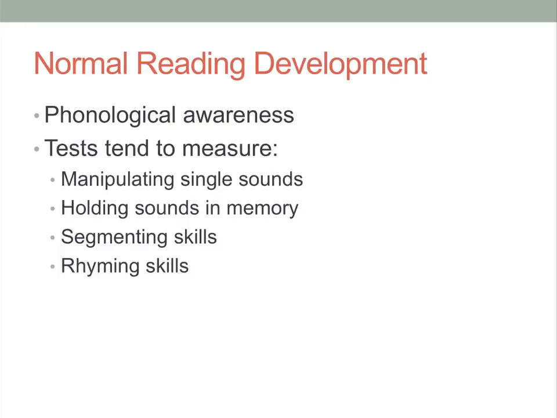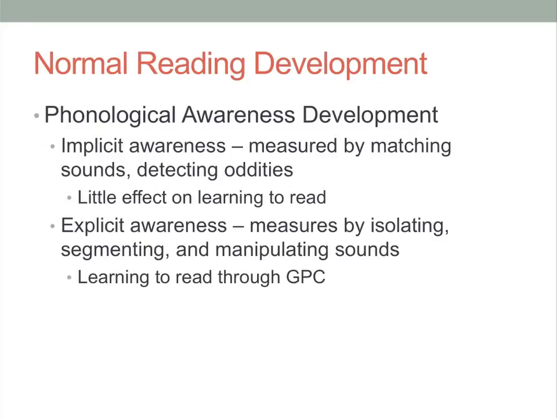Okay. So phonological awareness tests tend to measure manipulating a single sound in a word, so picking the onset and rhyme, and or coming up with rhyming words, holding sounds in memory, segmenting skills, so syllables, and rhyming skills. So we're looking at, can you break the words down into their component sounds, and can you understand what words rhyme? Our implicit awareness is measured by matching sounds, so we ask people to match one sound to another. This is generally given to kids, so it sounds kind of silly when you're an adult, but when you're a kid, not so much.